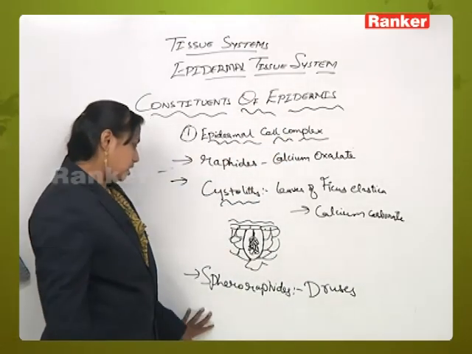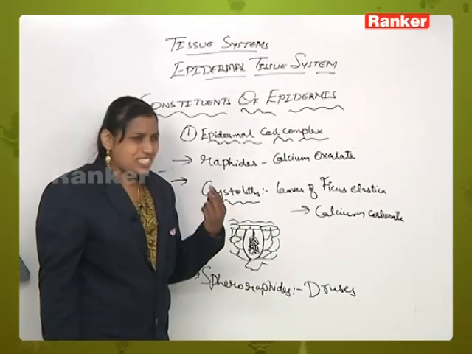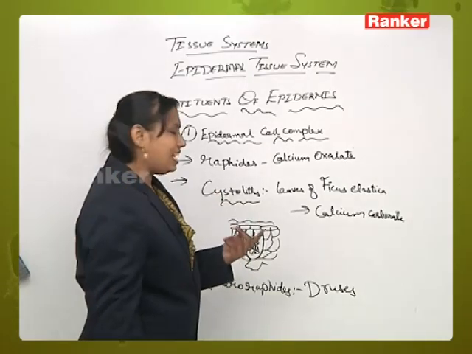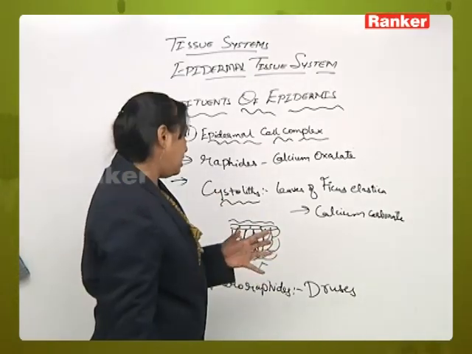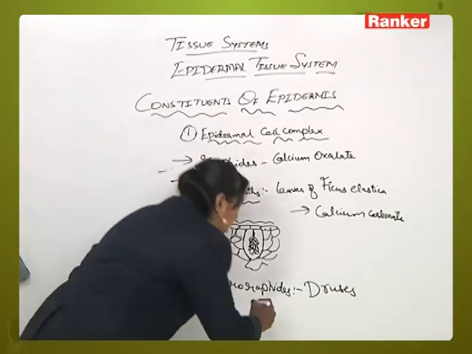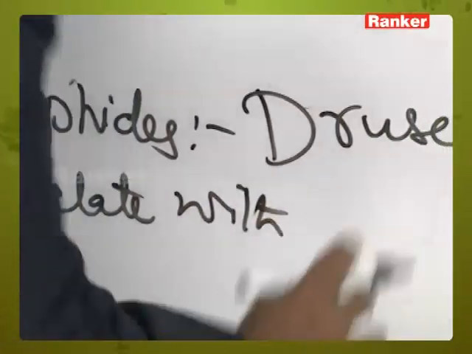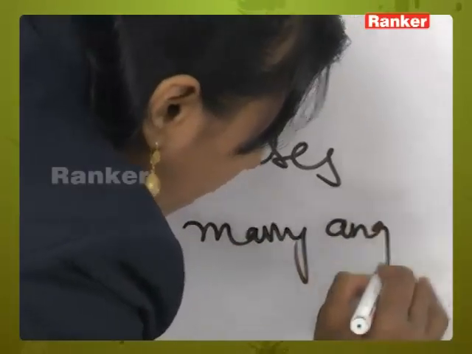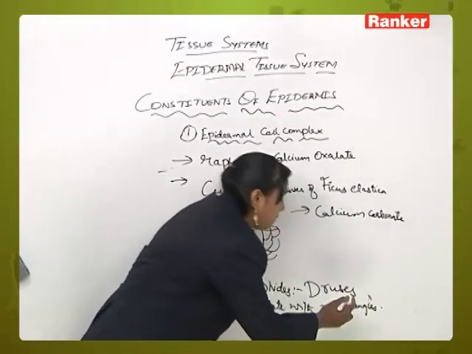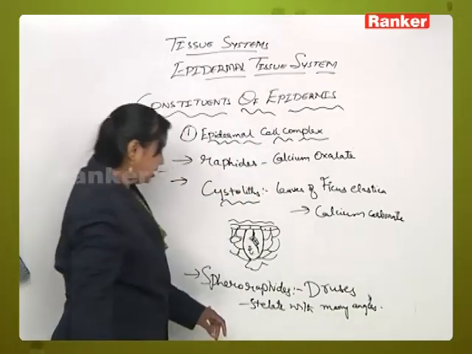Now these druses are also crystal-like structures, but they are in stellate form, occurring with many angles. These are stellate with many angles.